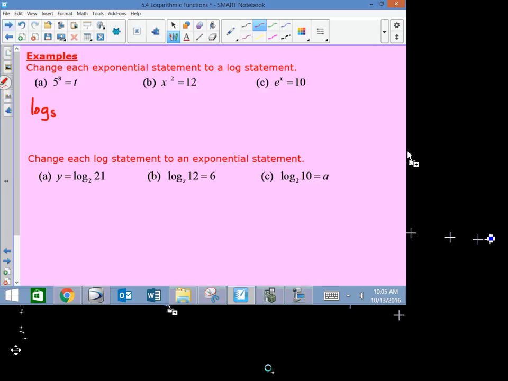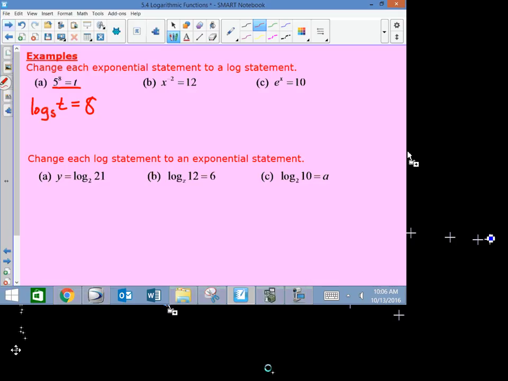Okay, my exponent is what? Melanie, what's my exponent up here? 8. So that goes there because my log is the exponent. The only thing left is right there. So that is the equivalent statement. 5 to the 8th is t. Log base 5 of t equals 8. The log is the exponent, 8. The base is 5. The other one just falls into place because there's only one other place to put it.